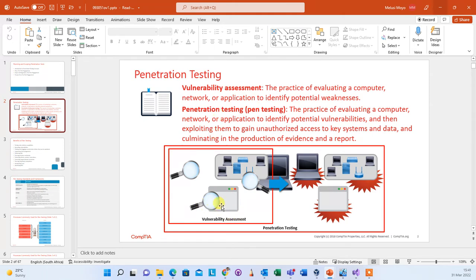So penetration testing, as I said, includes a vulnerability assessment, right? That's the first part. You've got to look for vulnerabilities within the system. As you can see in my picture here, with a vulnerability assessment, we are just evaluating a computer network or an application to identify potential weaknesses. And then on the pen testing part, after we have identified weaknesses on the system, we exploit them to gain unauthorized access to key systems and data, culminating in the production of evidence and a report, right? Since we have been hired by an organization, there's a difference between the white hat hacker and the black hat hacker. This type of pen testing that we're doing is where we are authorized by the client.